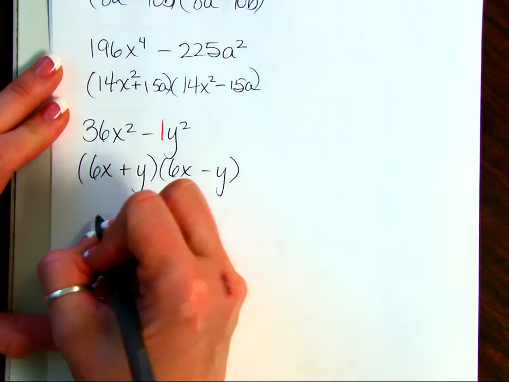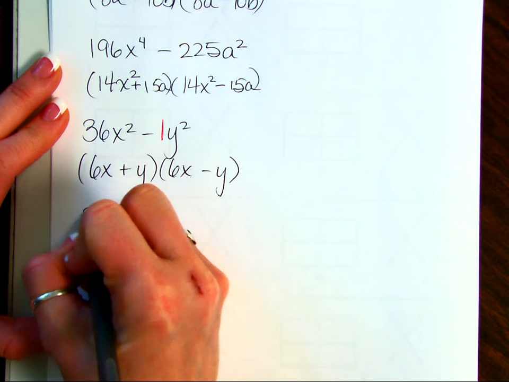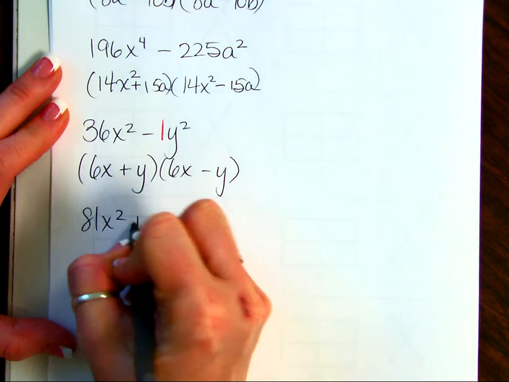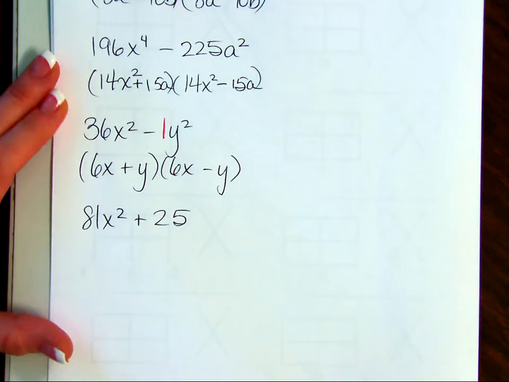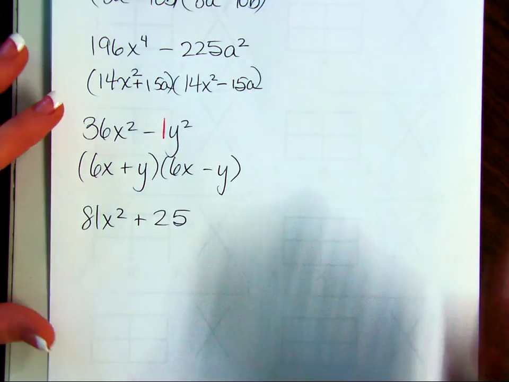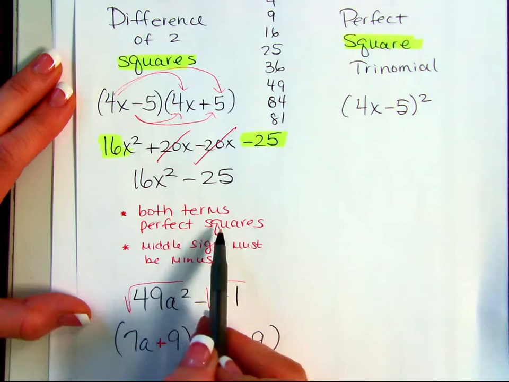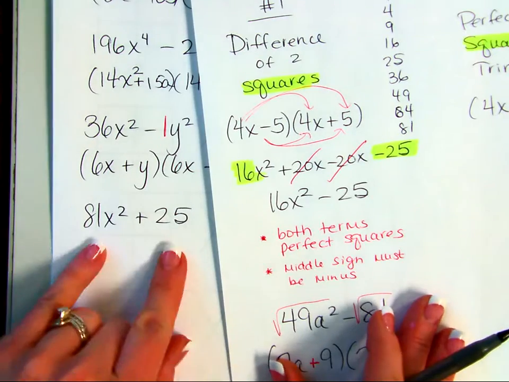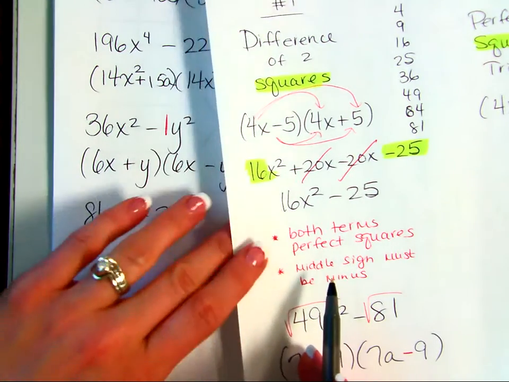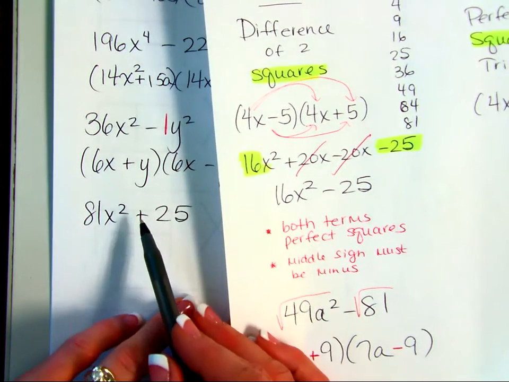What if I give you this one? 81x squared plus 25. Remember back to what I said about in order for it to actually qualify as a difference of two squares, both terms need to be perfect squares. Check. But the middle sign must be a negative, and it's not.